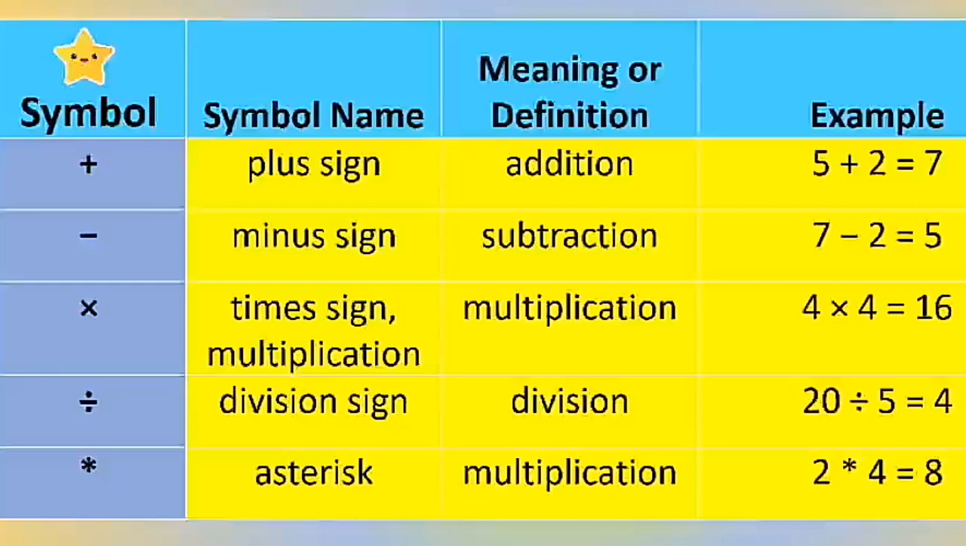Times sign, or the multiplication symbol, used in multiplication. Example: 4 multiplied by 4 is equal to 16. Division sign. Example: 20 divided by 5 equals 4. The last one is the asterisk, used for multiplication. Example: 2 asterisk 4 equals 8.